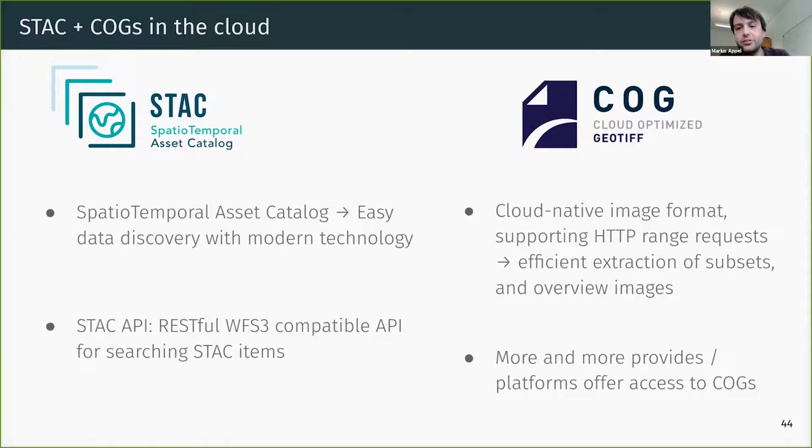And also the cloud optimized GeoTIFF file format is a very promising technology because it's cloud native and it supports HTTP range requests. That means that if you query only small parts of a file from cloud storage, you don't need to transport the whole file, but really can only extract parts of it and transfer it to your computing environment. And the good news here is that more and more providers actually offer access to cloud optimized GeoTIFFs. And that includes also, I think, at least one of the Copernicus DIAS platforms these days.